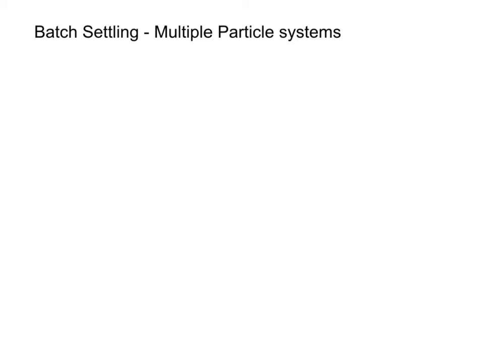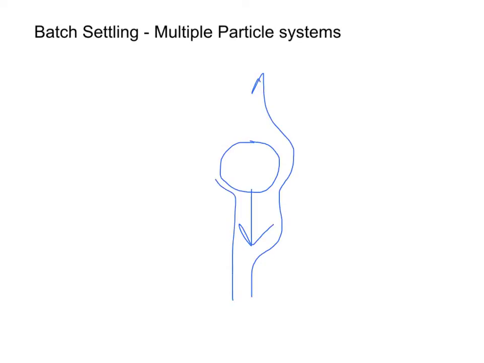Today we're going to talk about batch settling for multiple particle systems. Up until now we've been discussing the idea of a single particle falling at a terminal velocity, assuming more or less an infinite fluid. In that case we simply had the particle falling, and the fluid was moving around it.